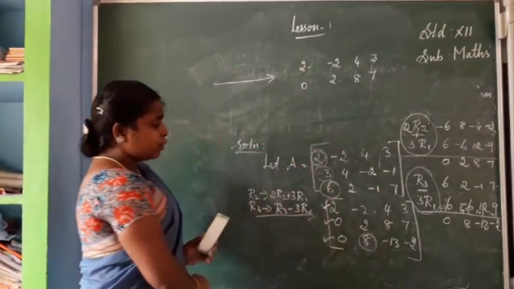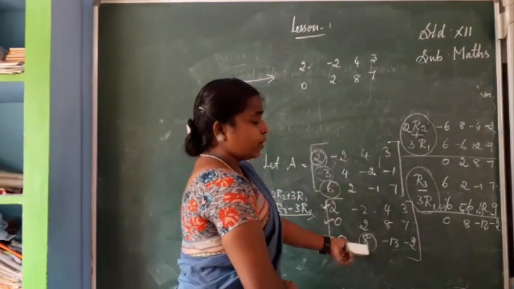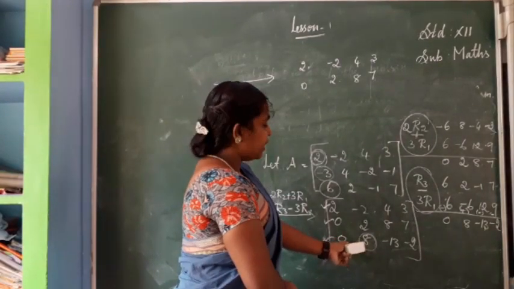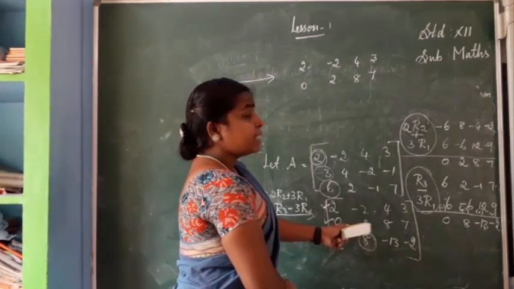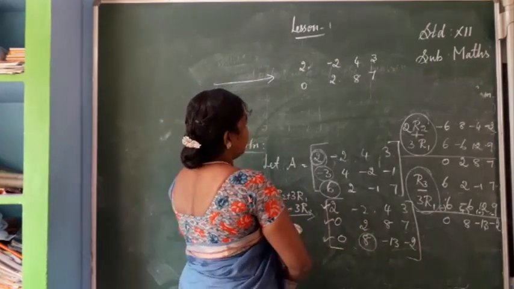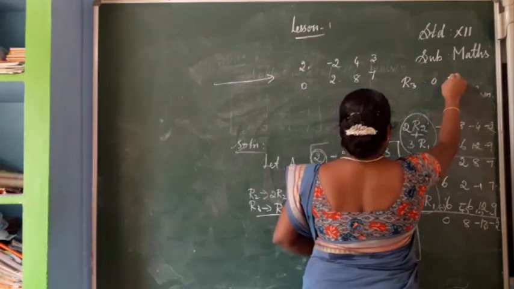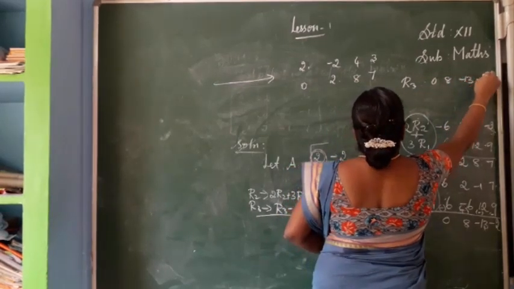Third row only we are going to change. In third row, second element we need 0. So for that we have to use the second equation. For elimination you have to use the second row. Okay, so R3 gives R3 is 0, 8, minus 13, minus 2.